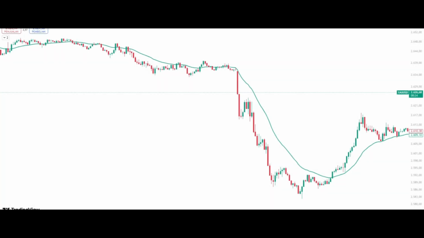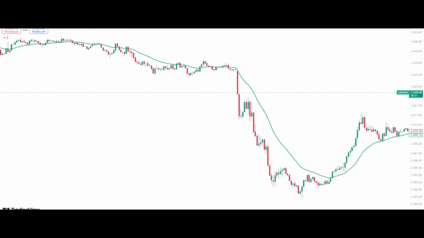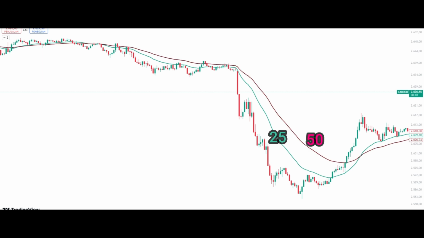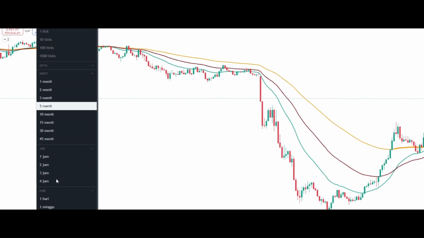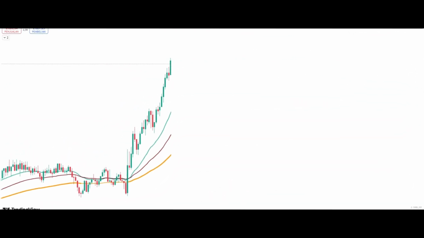For this scalping strategy, I use 3 exponential moving average indicators with periods of 25, 50, and 100. I will use a 5-minute time frame, so here's the strategy. The first step is to determine the current trend. You do this by looking at the EMA. All 3 lines should be heading in the same direction and also be spaced apart from each other, like this.